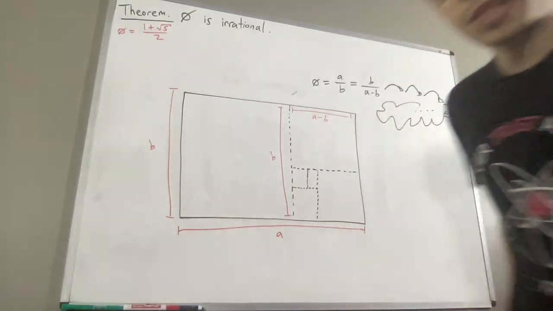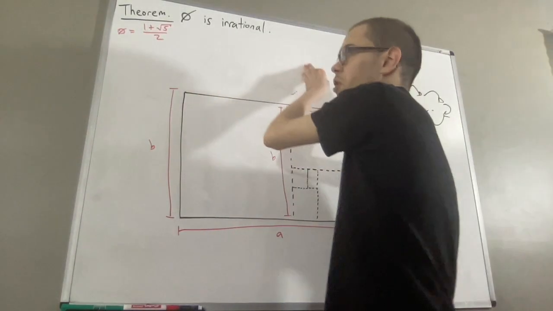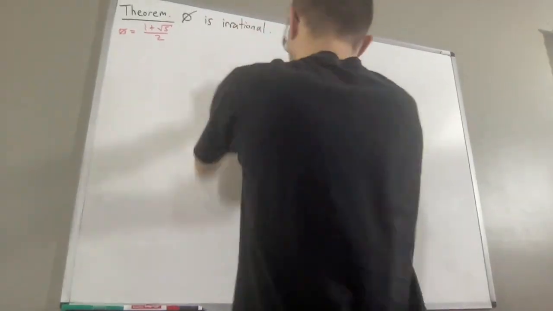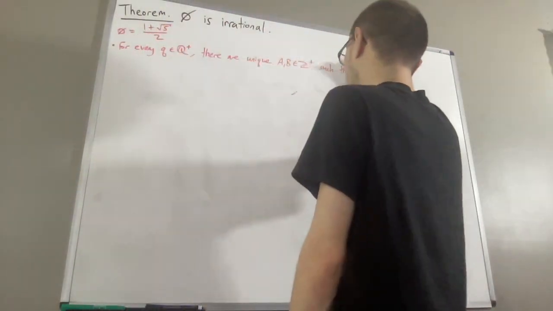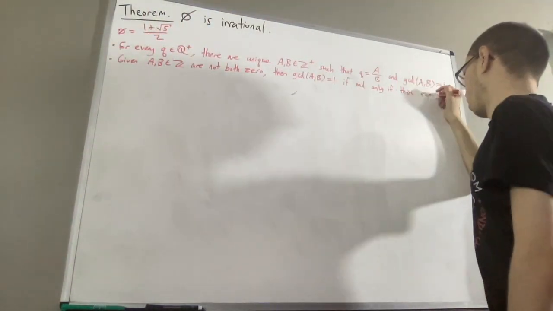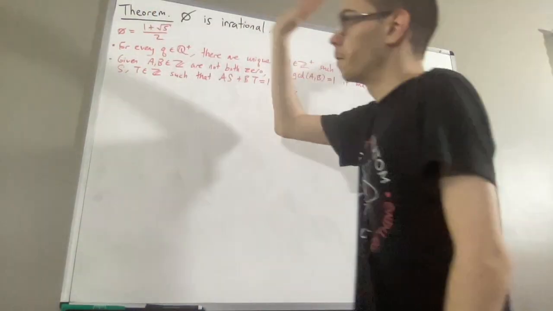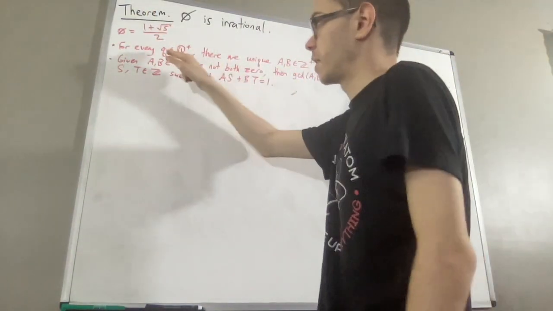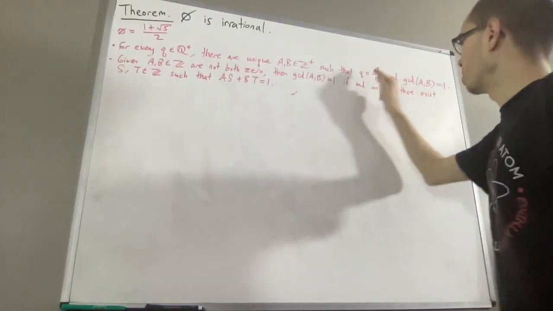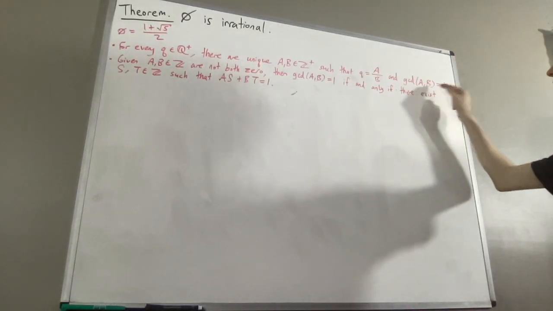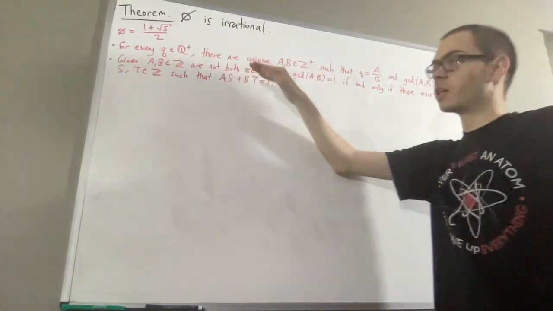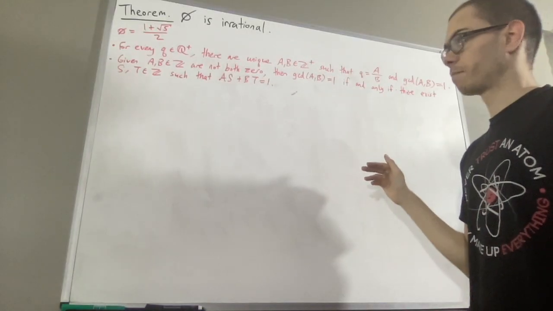So now, let's get into the proof. We're first going to write down some results that we're going to be using in our proof. So the first result is: for every positive rational number q, there is a unique pair of positive integers a and b, such that q is equal to a over b, and the greatest common divisor of a and b is equal to 1. This first result is telling us that every positive rational number has a unique simplest form, essentially.